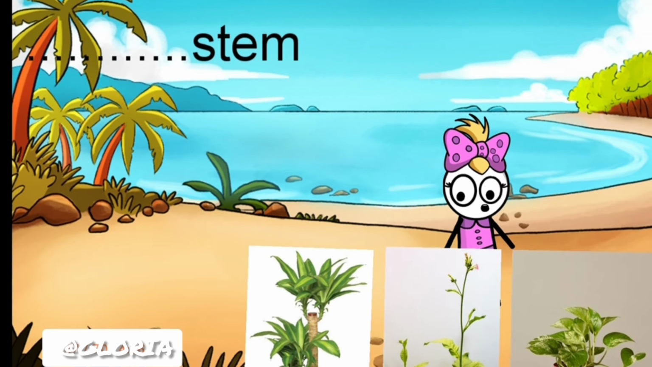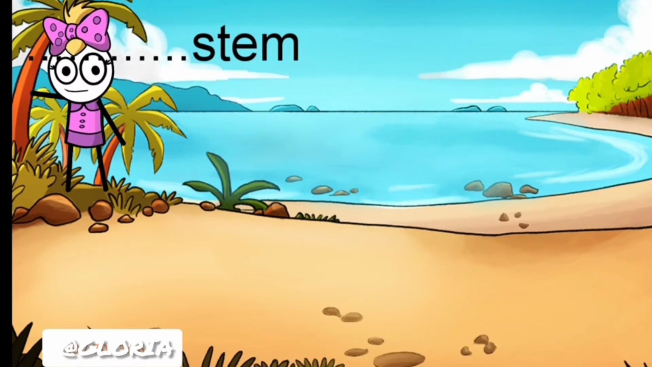Now look at some plants. Do the stems of all plants look alike? No, right? Some are thin, thick, weak and strong. So we can say that different plants have different kinds of stem. Now look here. This is the stem of a tree. Which tree is this? Yes, coconut tree. This is thick and strong, right? So we can call them as trunk.